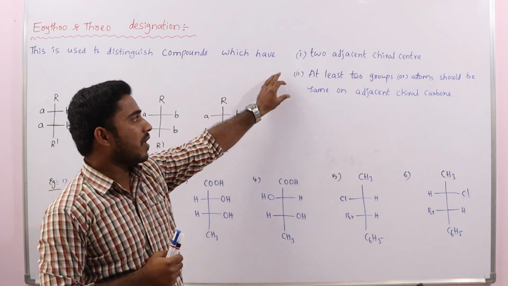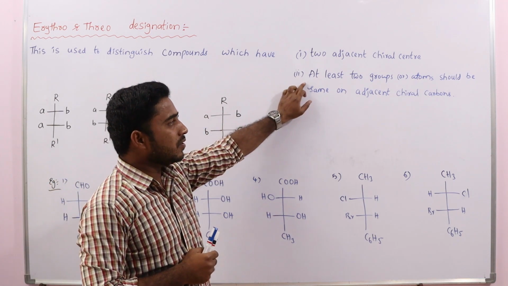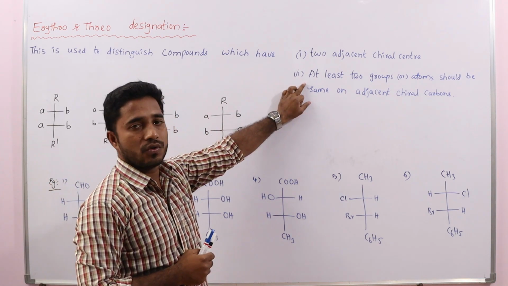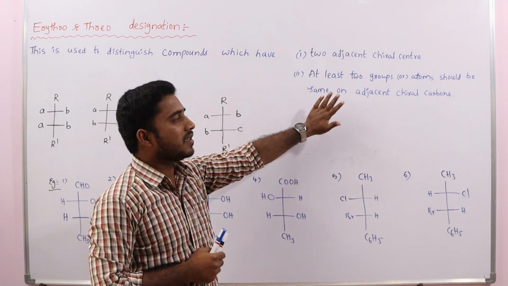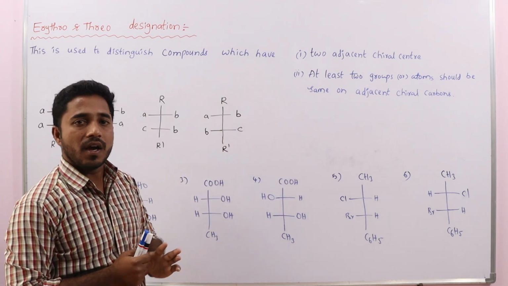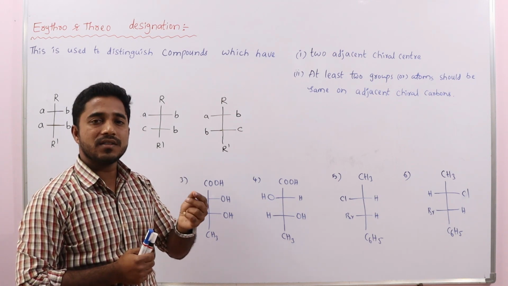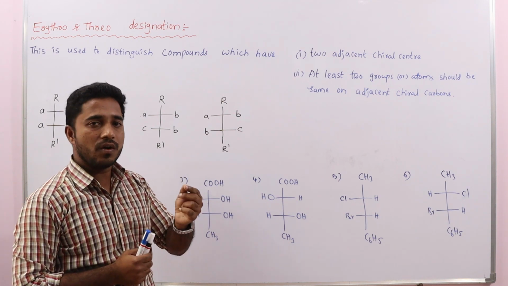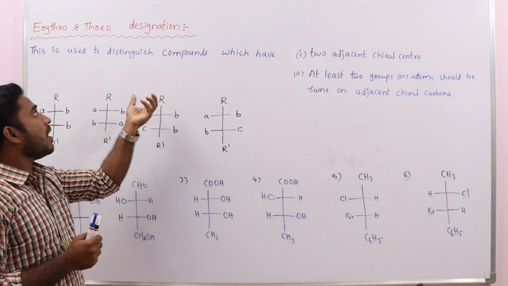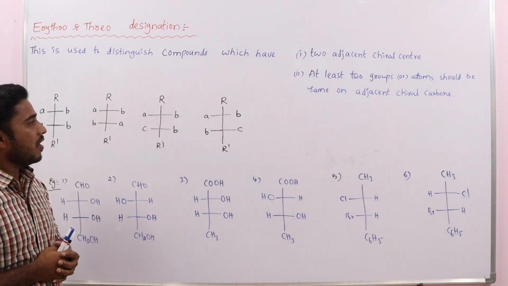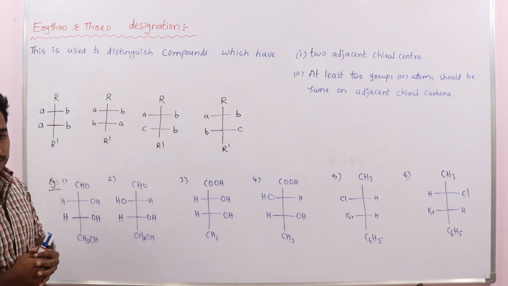Also one more condition: at least two groups or atoms should be the same on the adjacent chiral carbons. Then only we can apply Erythro and Threo designation. Let us see some possibilities here.